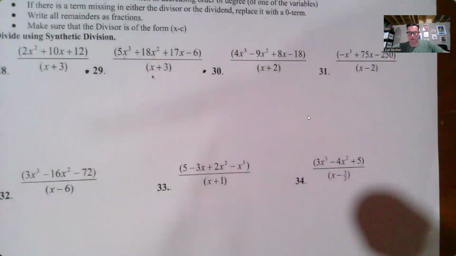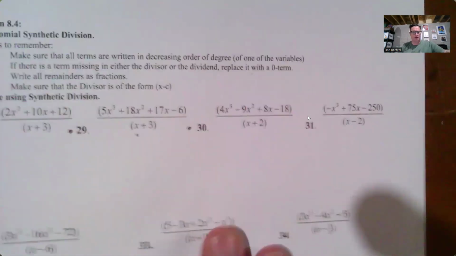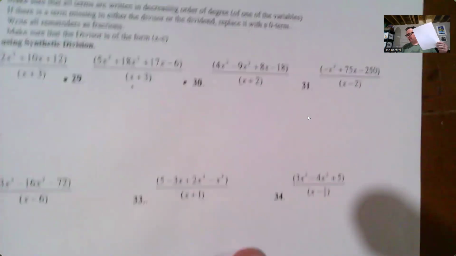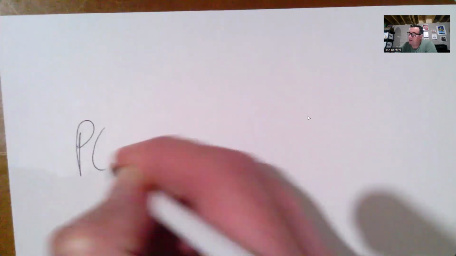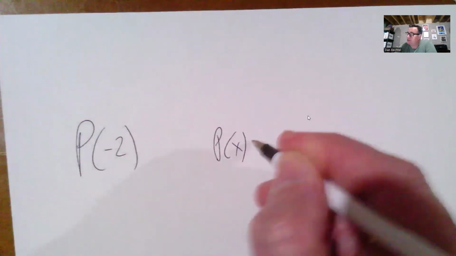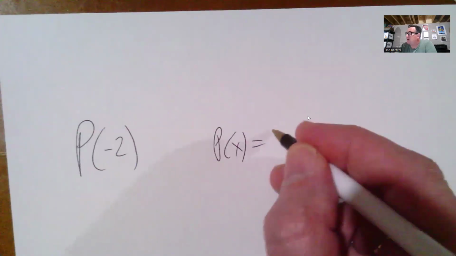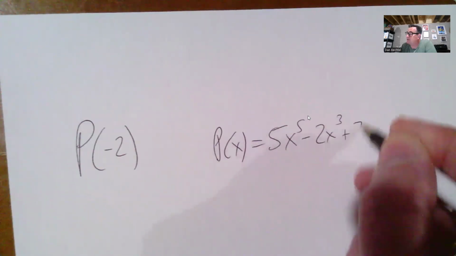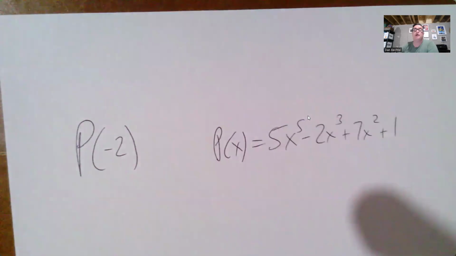Okay, let me show you one other quick thing. And this is kind of a version of how you would work with it. There's this thing called synthetic substitution, where if they're asking you to find, I'll just make it up, p of negative 2, and p of x is equal to 5x to the fifth minus 2x to the third plus 7x squared plus 1.